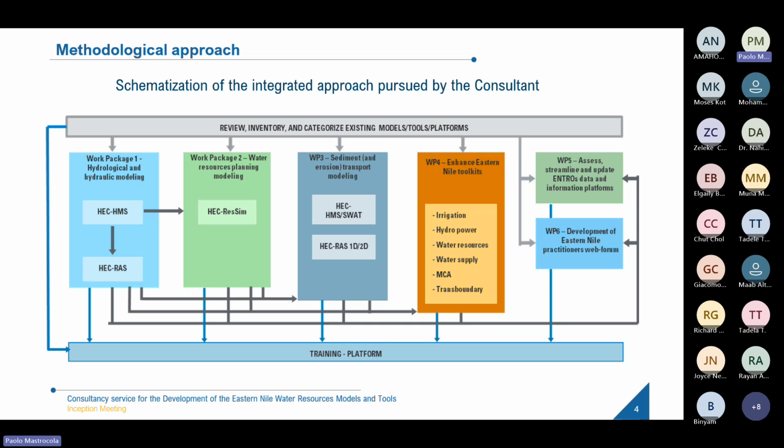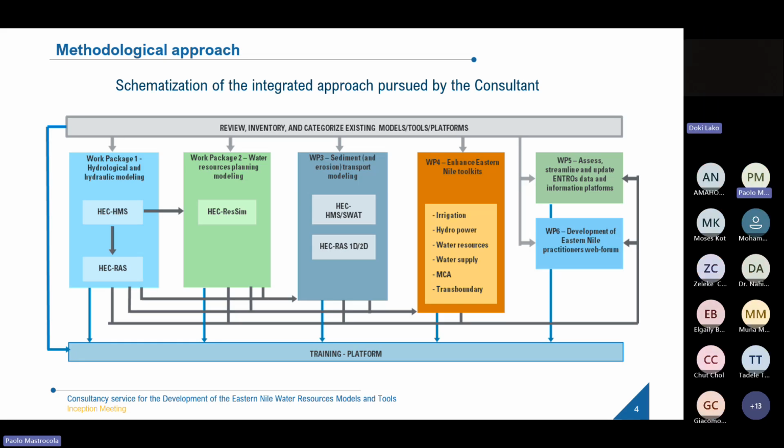As you remember, in this project we are working on several so-called work packages. The first one is for hydrological and hydraulic models, work package 1. Work package 2 is for water resources planning models. Work package 3 is on sediment management. Work package 4 is on Nile toolkits. And then work packages 5 and 6 are more on the IT infrastructure and on the platform that we are going to develop to share model results and maps.